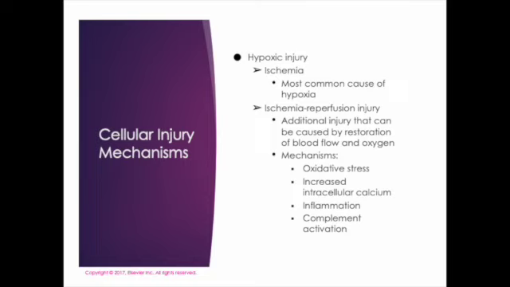We also have what's known as ischemia reperfusion injury, and this causes additional harm to our body's cells. There are mechanisms underlying this ischemia reperfusion injury. They include oxidative stress, which is the sudden influx of oxygen during reperfusion, and this can generate reactive oxygen species, or what some people like to call free radicals. This can cause damage to cell structures like lipids, proteins, and even our DNA.